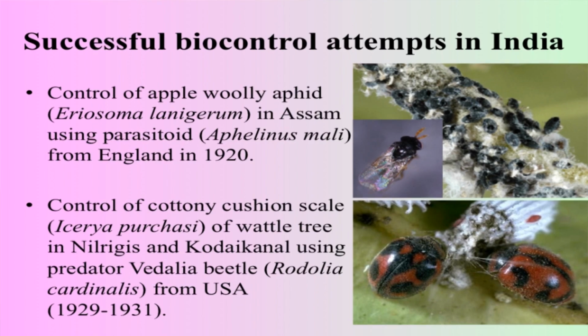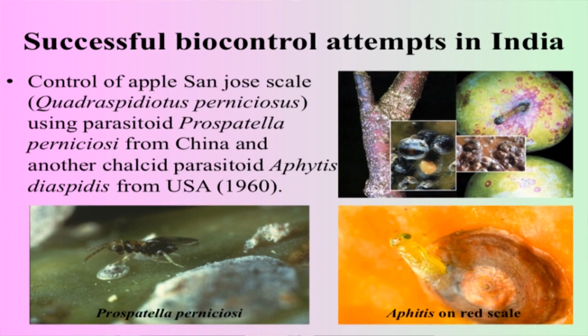Even other successful examples, you can see here, the woolly aphid has been controlled in Assam by the use of the parasitoid Aphelinus mali. And another, the cottony cushion scale Icerya purchasi, has been controlled in the Nilgiris with this predator, the Vedalia, Rodolia cardinalis, which has been brought from the USA. Another successful attempt is the San Jose scale, one of the pests in apples. It has been controlled by the chalcid parasitoid Aphytis diaspidis, again brought from the USA.